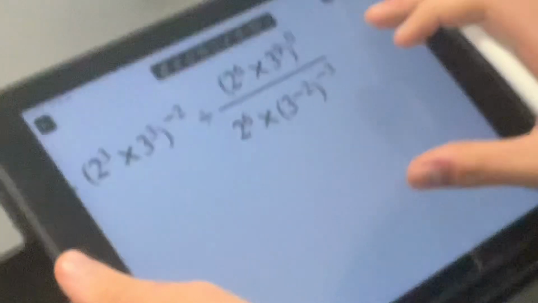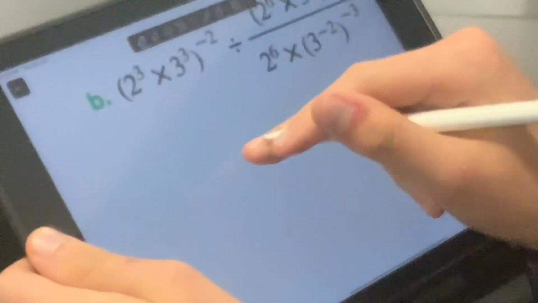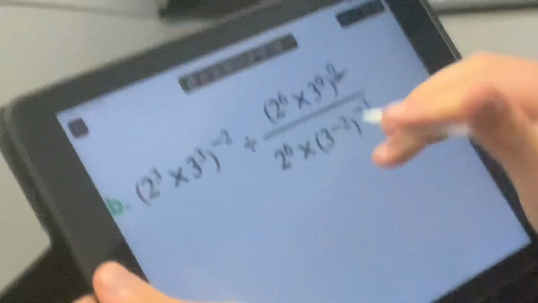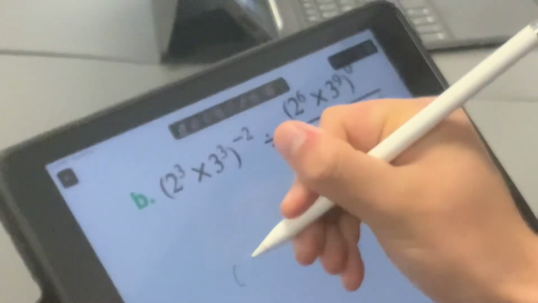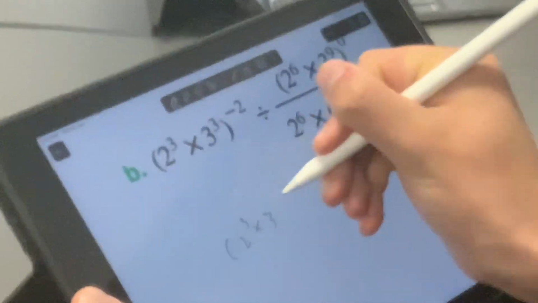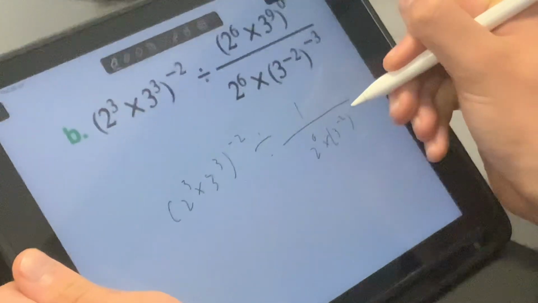Now, for the second question, I like this question as it is very rounded, you know? First of all, of course, the 0, we make that a 1. So now we have 2 to the power 3 times 3 to the power 3 over 2 divided by 1 over 2 to the power 6 times 3 to the power negative 2 to the power negative 3.